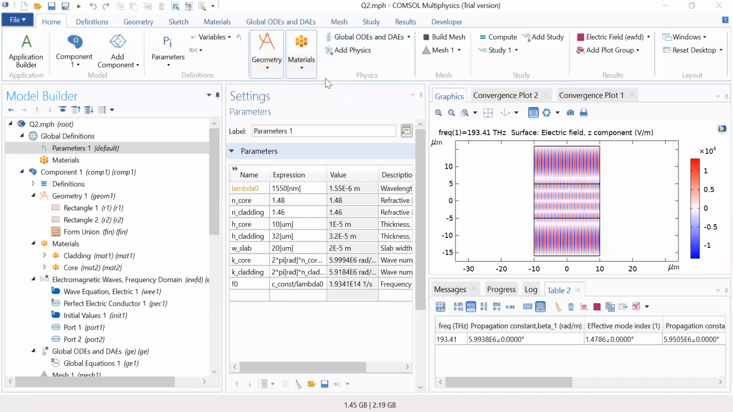Hello, my name is Kuldeep, and I'm going to give you just a brief idea about how symmetric waveguides work. So, we start with the model builder section and just choose this parameter one.